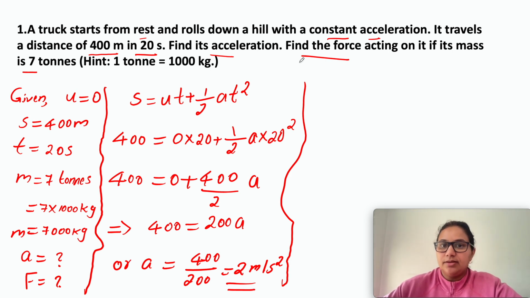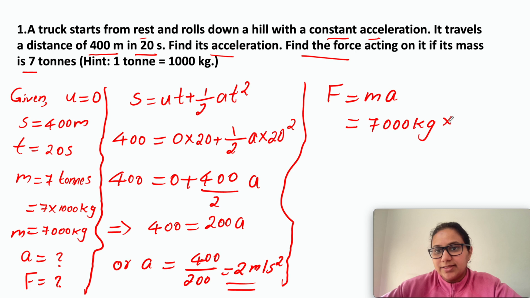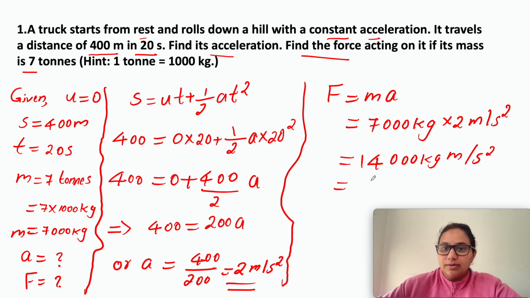Next we are going to calculate the force acting on it if its mass is 7 tons. So we have the formula F is equal to mass times acceleration, from the second law of motion, which gives what? Mass is already calculated as 7000 kilogram times acceleration, we got it now, 2 meter per second square. So what do we get? 7 into 2, 14,000 kilogram meter per second square. So if you want to write the unit in Newton, what do I get? Kilogram meter per second square is nothing but Newton.